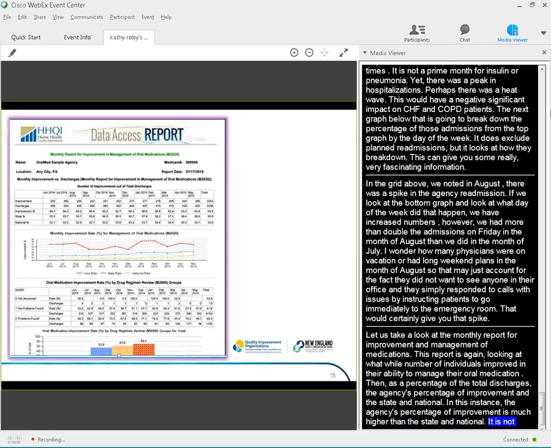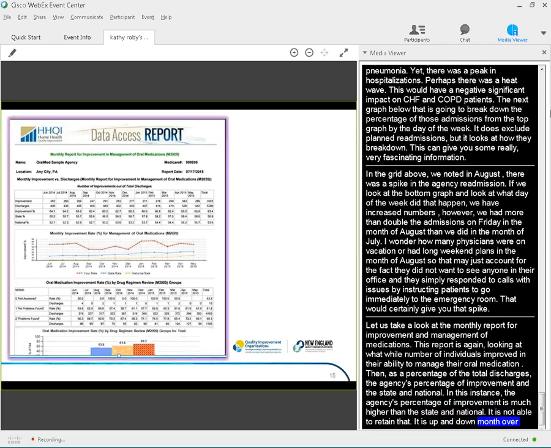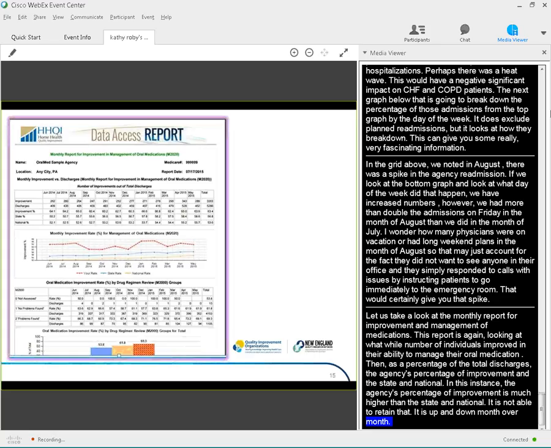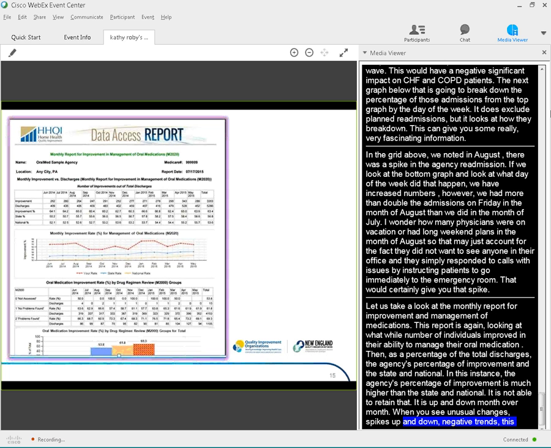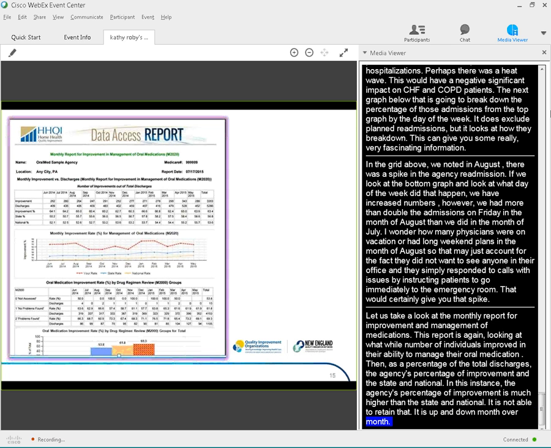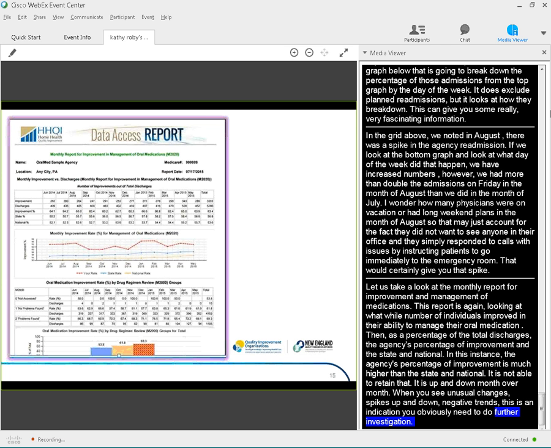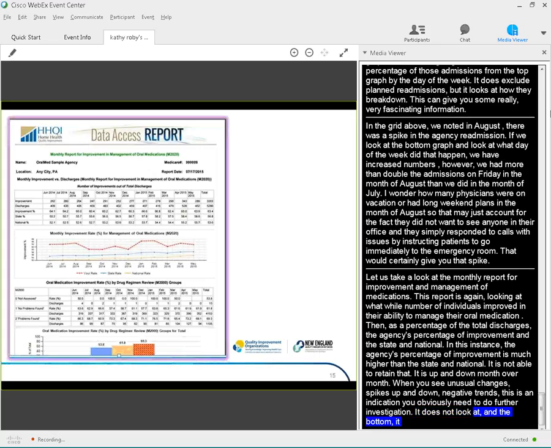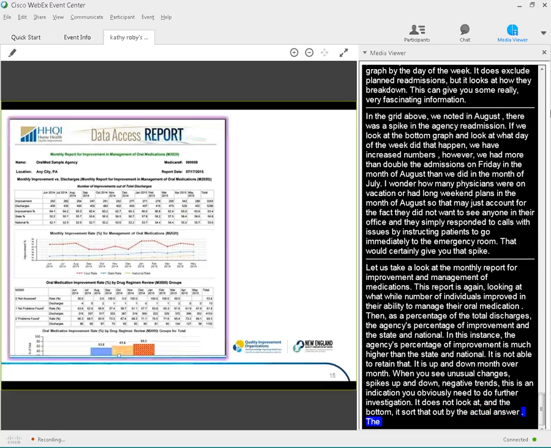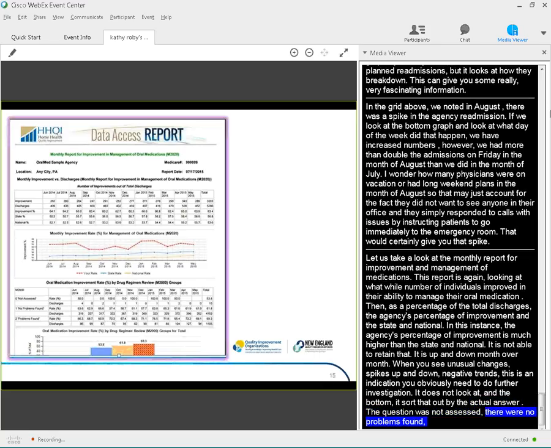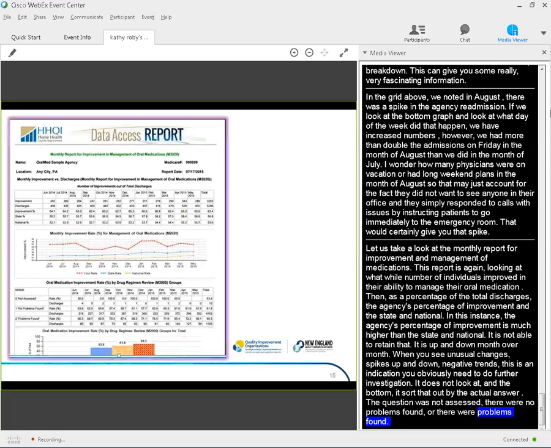When you see unusual changes, spikes up and down, negative trends, this is an indication that you obviously need to do further investigation. At the bottom, it sorts it out by the actual answer: that the question was not assessed, there were no problems found, or there were problems found. If you know that you are finding a great many problems, then you need to be looking back at why did we discharge these people?